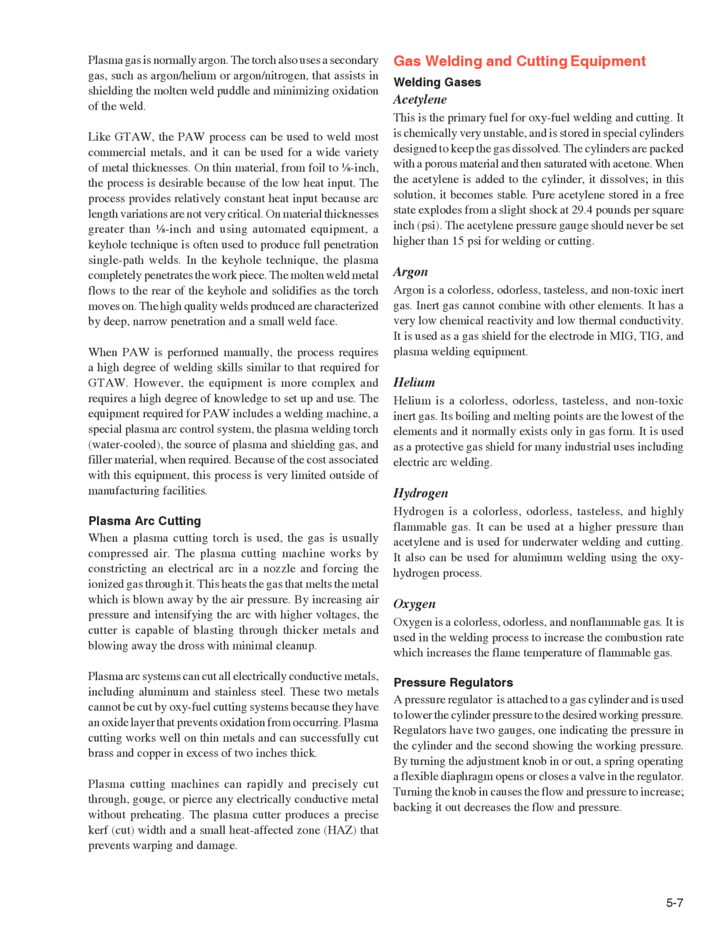The torch also uses a secondary gas, such as argon/helium or argon/nitrogen, that assists in shielding the molten weld puddle and minimizing oxidation of the weld. Like GTAW, the PAW process can be used to weld most commercial metals, and it can be used for a wide variety of metal thicknesses.